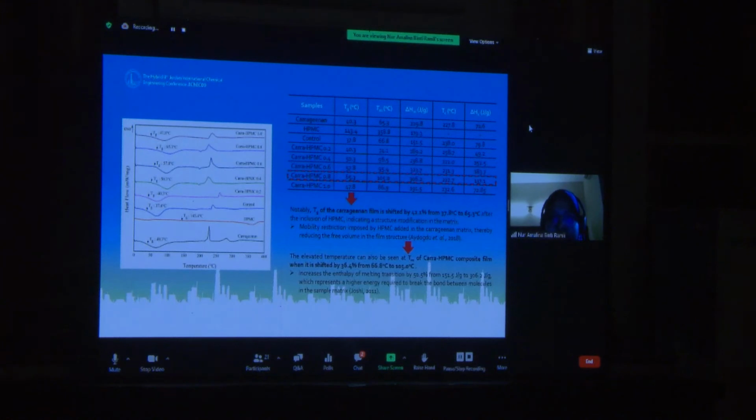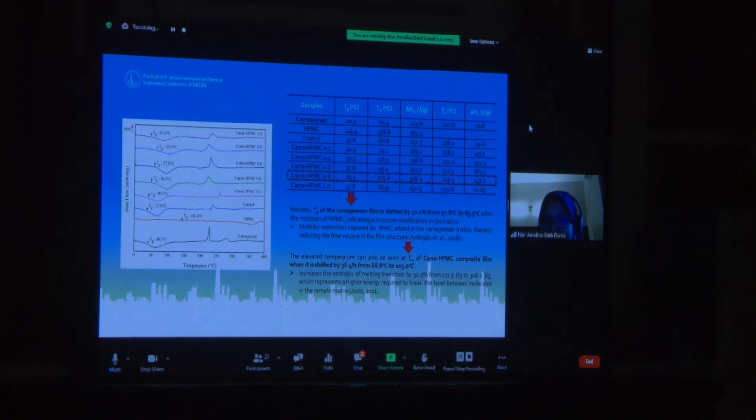Okay, so these are the results from DSC, differential scanning calorimetry. At 0.8%, 5 minutes, Tg, 5 minutes, okay, remaining two slides more. The glass transition temperature, Tg, of the carrageenan film is also shifted by 42%, indicating structure modification in the matrix. Okay, the mobility restriction imposed by HPMC added in the carrageenan matrix reduces the free volume in the film structure.